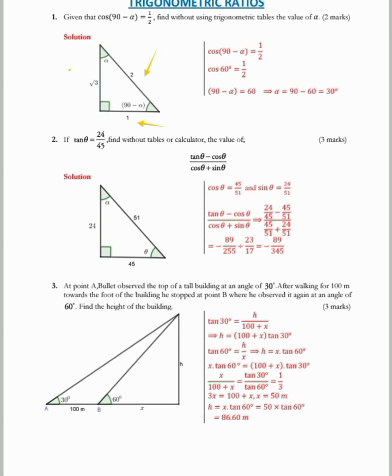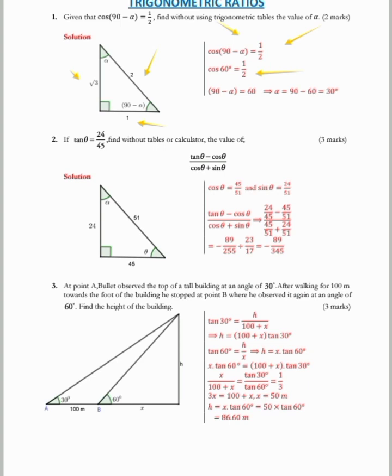So if cos of 90 minus alpha is equal to a half, then we can find the cos inverse of a half, and the cos inverse of a half gives us 60 degrees. So cos 60 degrees is what gives us a half; the trigonometric ratio of 60 degrees is equivalent to a half. Therefore cos 60 degrees is equal to a half.